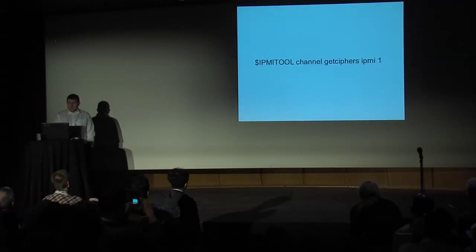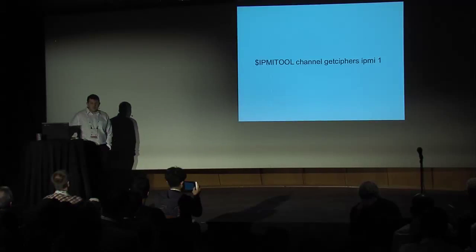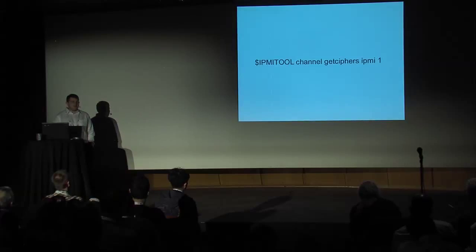So how do you check to make sure what you're actually supporting? This is an example of the command to see what ciphers are there: ipmitool channel getciphers ipmi 1. It looks cryptic, and it is cryptic. And that's kind of the point of why I want to show you these, because IPMI is a difficult protocol to work with.